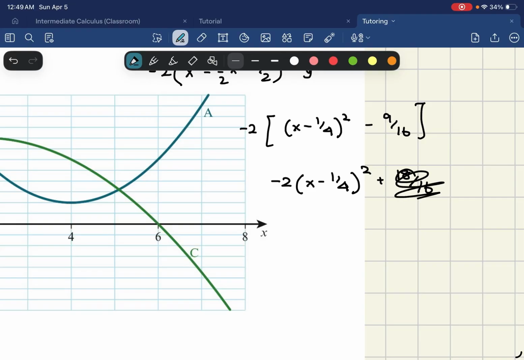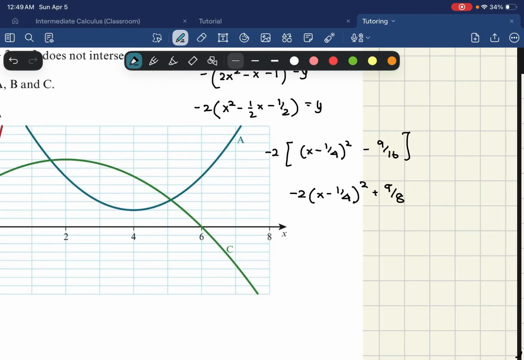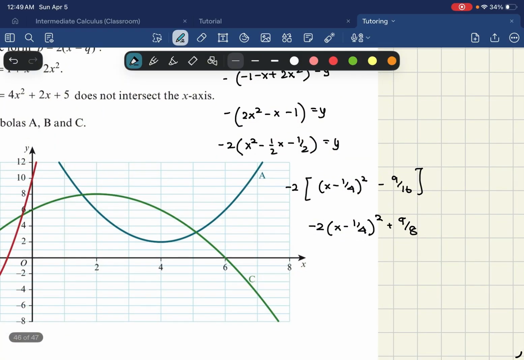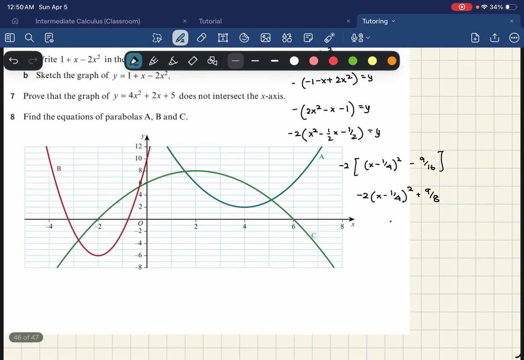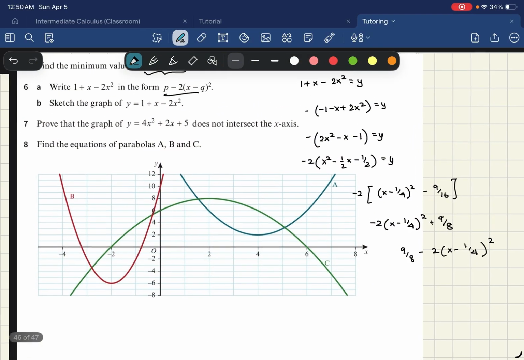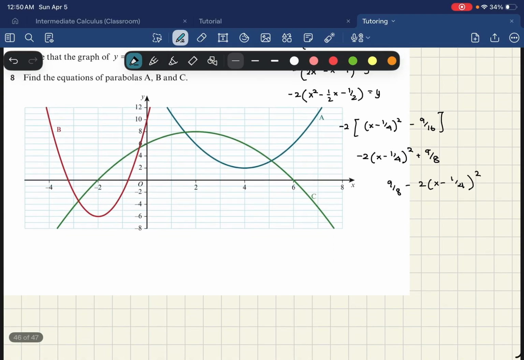Or another way to write it is actually 9 by 8 plus 9 by 8. That is more proper, in my opinion. Alright. So now we have written it as 9 by 8. So in this form, we want 9 by 8 first, minus 2x minus 1 over 4 squared. Yep. That is it. And sketch the graph.